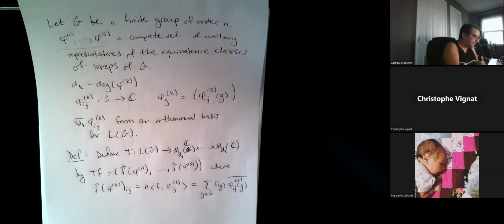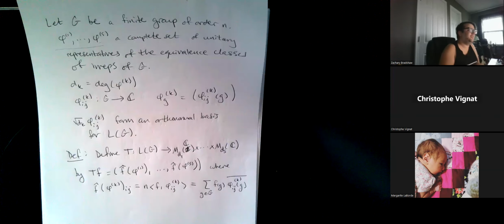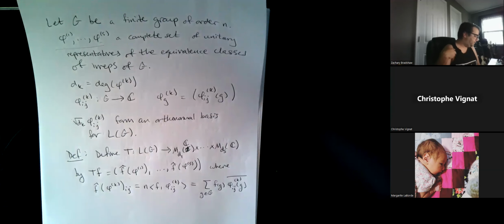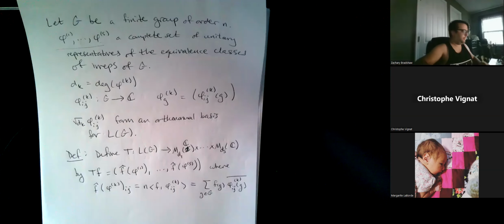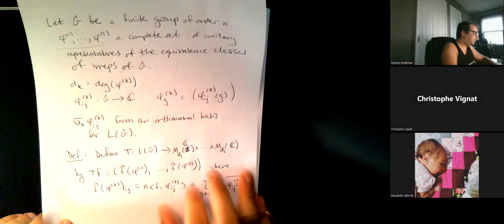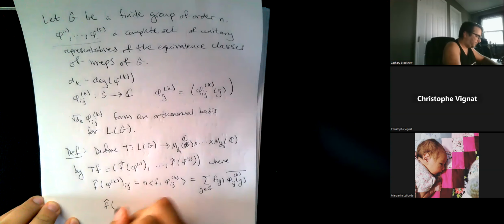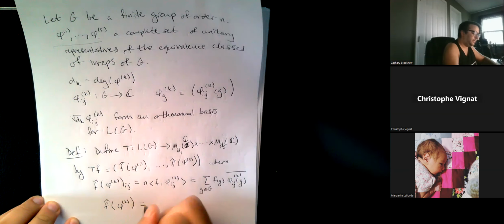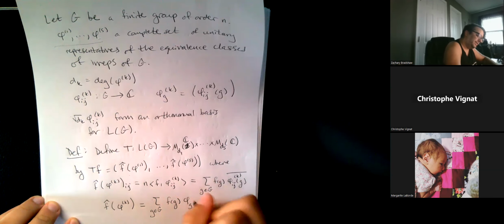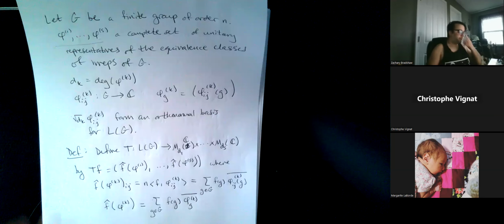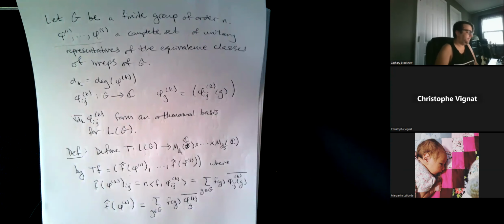So how do we extend to the non-abelian case where the representations are not necessarily one-dimensional? Well, we work with the entries of the representation instead. All right. So we call this Tf the Fourier transform of f. More succinct notation for this would be the Fourier transform of f applied to phi^k. Remember, this is going to be a matrix, equal to the sum over g in G of f(g) phi^k(g) complex conjugate. So this is the more succinct notation.